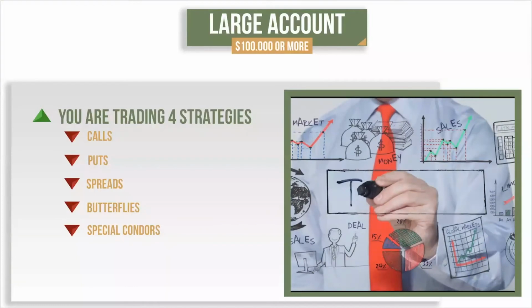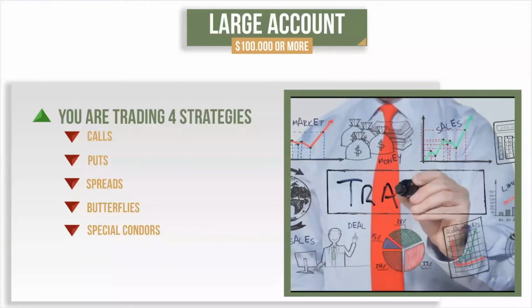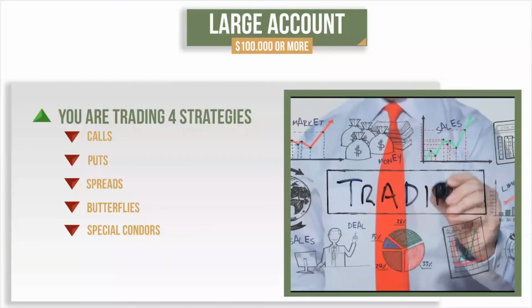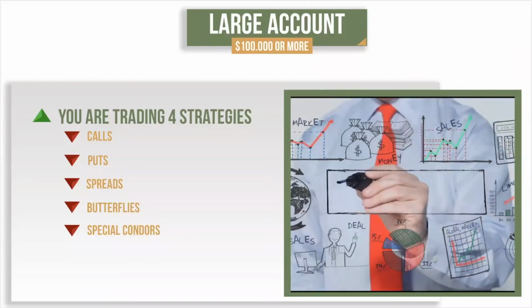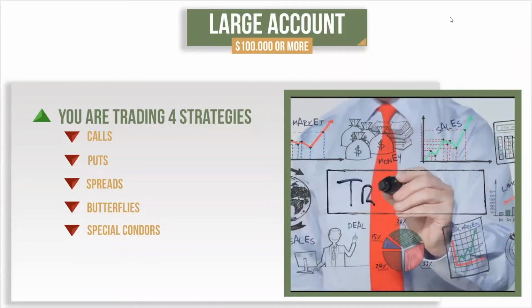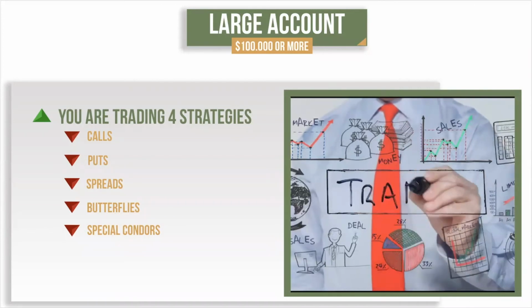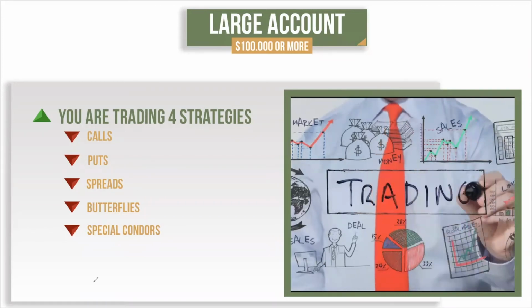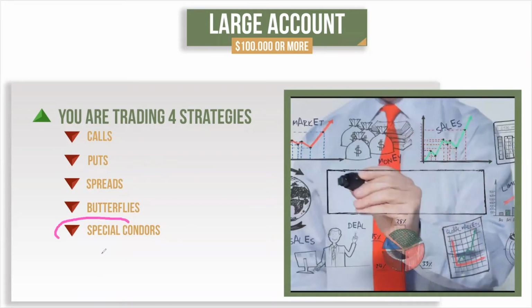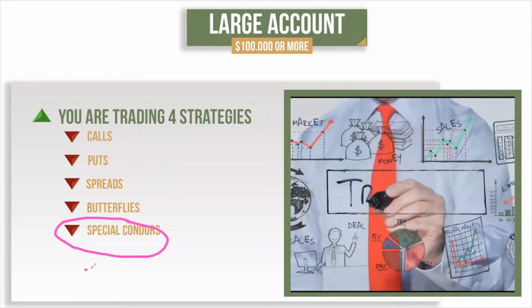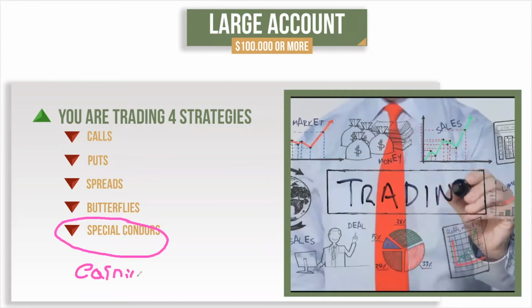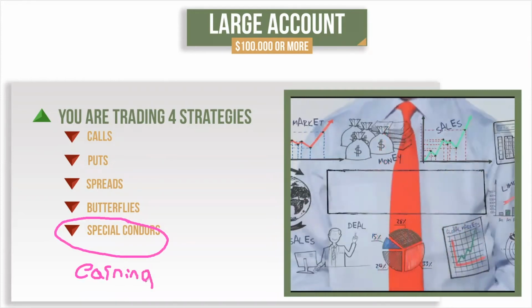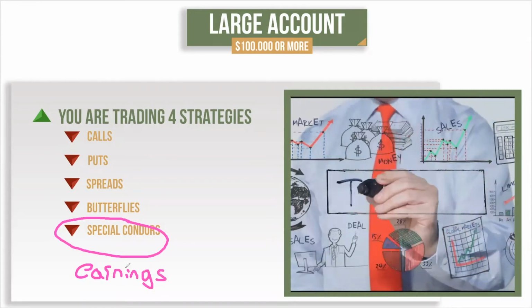Okay. So now we're looking at a large account. So that's a small account. Now a large account here, which obviously is $100,000 or more, you're going to trade 4 strategies. I put this one here because this one is only going to be for earnings. And you guys know exactly what I'm talking about because you see us doing it. Those special iron condors for earnings.